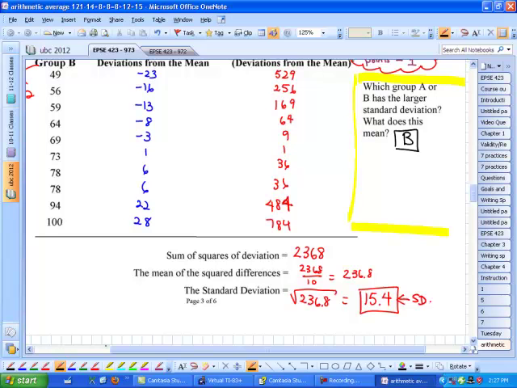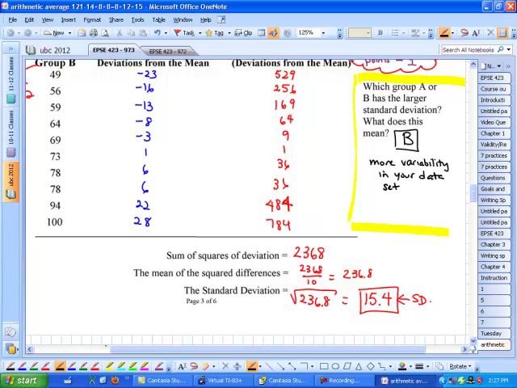But what does this actually mean? A larger standard deviation means what? Well, really what you see here is there's more variability in your data set. So it kind of describes the class. I guess group A or class A, all the kids are quite homogeneous. They all did pretty okay, average is 72, but they're all closer together.